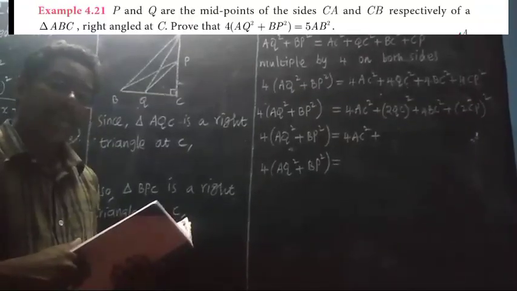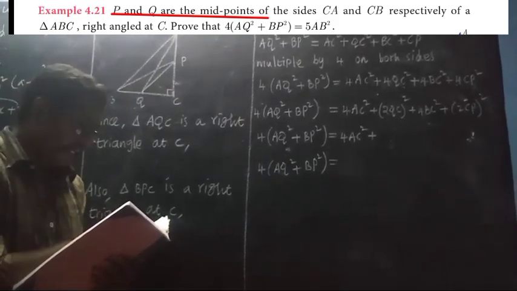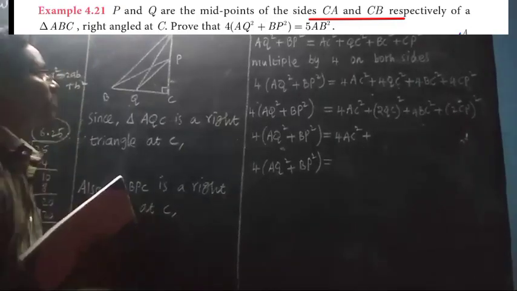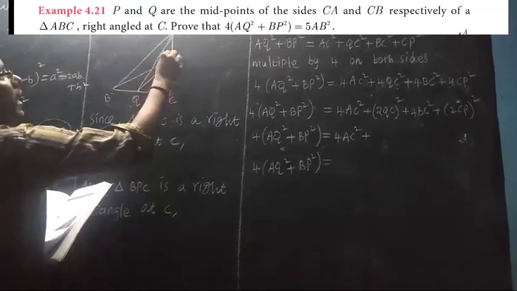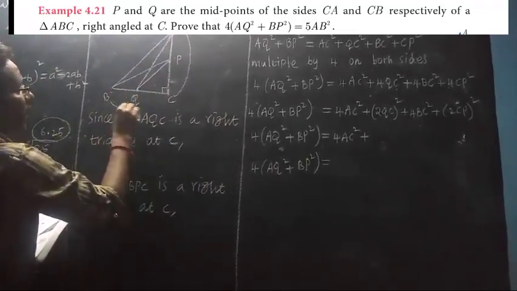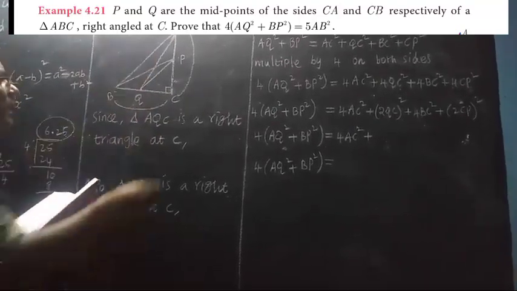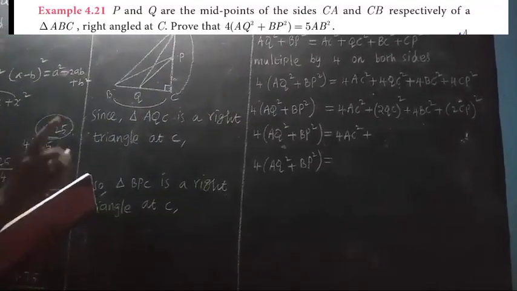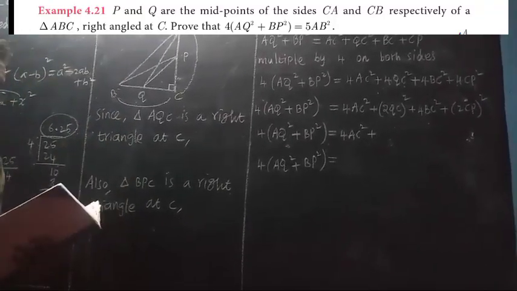Example 4.21. P and Q are the midpoints of the sides CA and CB respectively of a triangle ABC. C is a right angle. P is the midpoint of AC and Q is the midpoint of BC, respectively. The triangle is right angled at C. Then prove that 4 into AQ square plus BP square equal to 5 AB square.